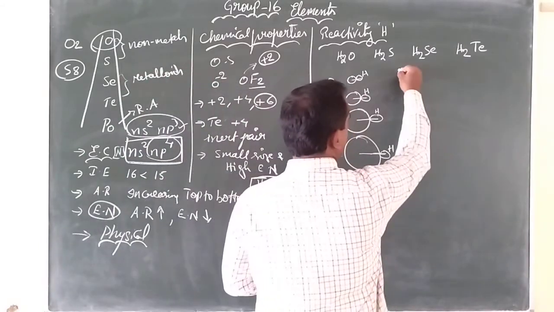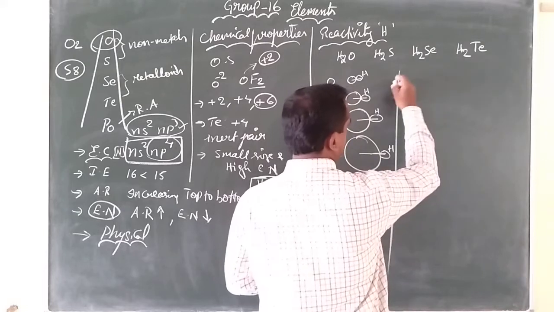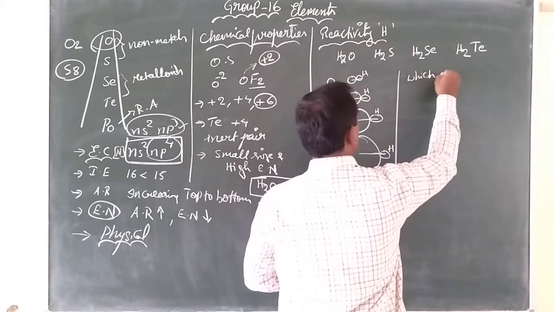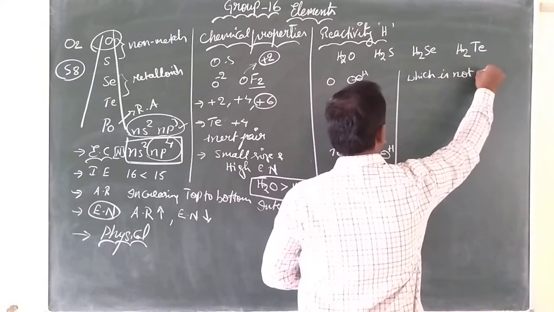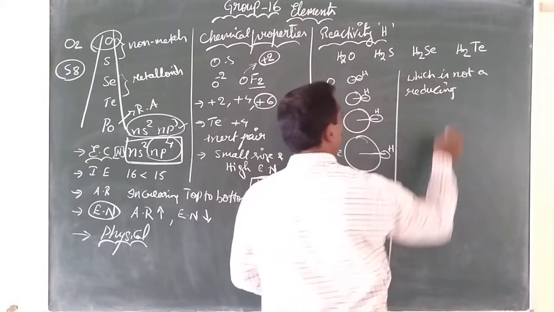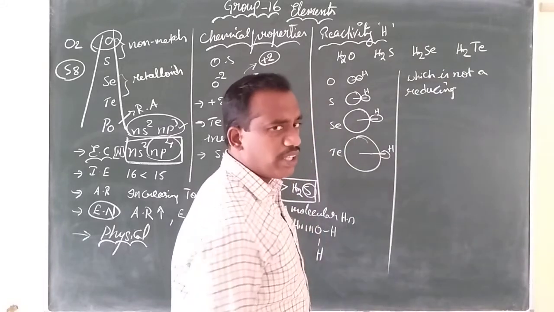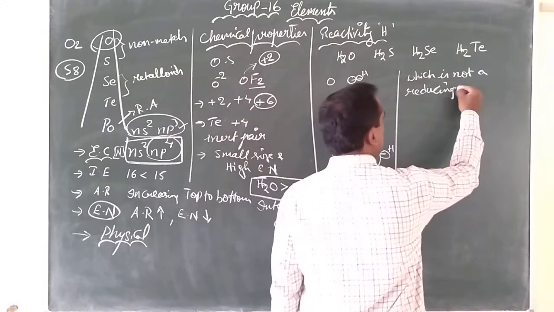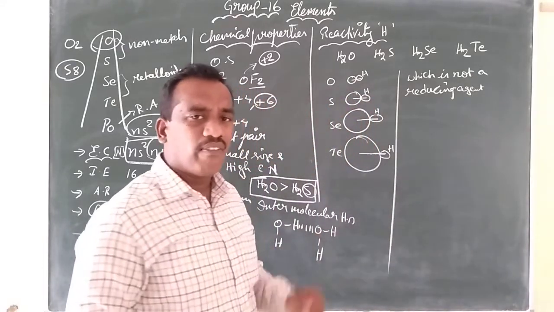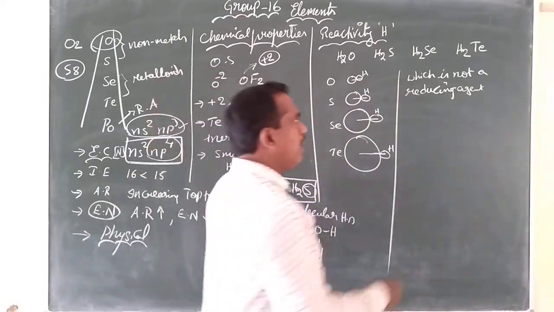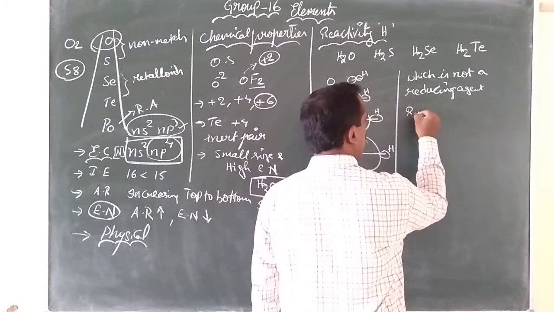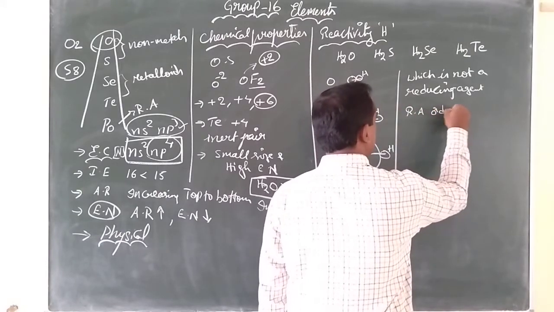Some points were asked in previous years' exams, like which is not a reducing agent among the following. Reducing agent means what, children? It can make another species gain the hydrogen when this is losing. What is the order? Generally, what is the reducing agent order in these hydrides?